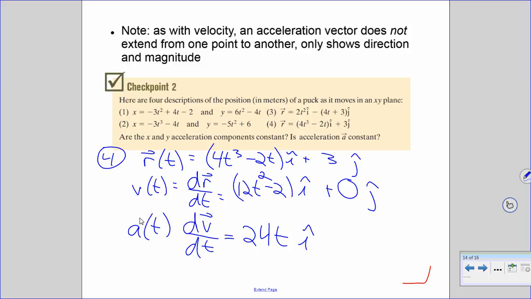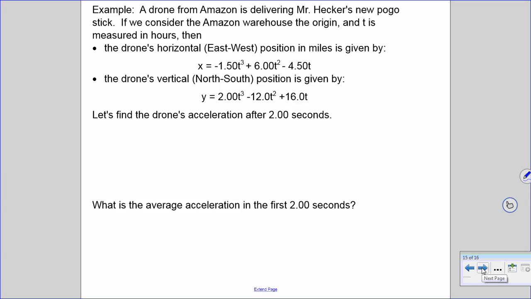Cool. You good, Christian? Everybody good? Awesome. All right, so let's go back to the drone example. It asks you to find the acceleration after 2 seconds.